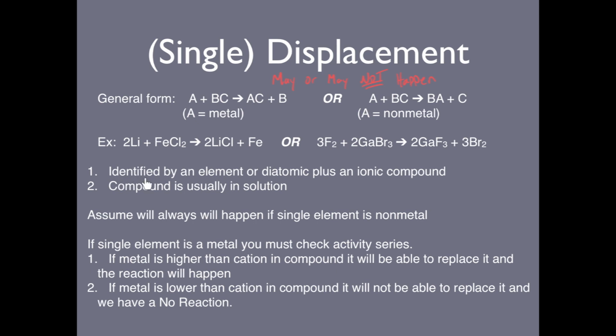Well, we can identify a single displacement reaction when you have an element and an ionic compound reacting together. Look up here, we have a general form A plus BC, where A is a metal and BC is your ionic compound, usually in the form of an aqueous solution. Now what happens is the A will come in, the metal will kick out the B, or the metal ion, from solution, where now B is by itself and now A is mixed with C in an aqueous solution as a product.